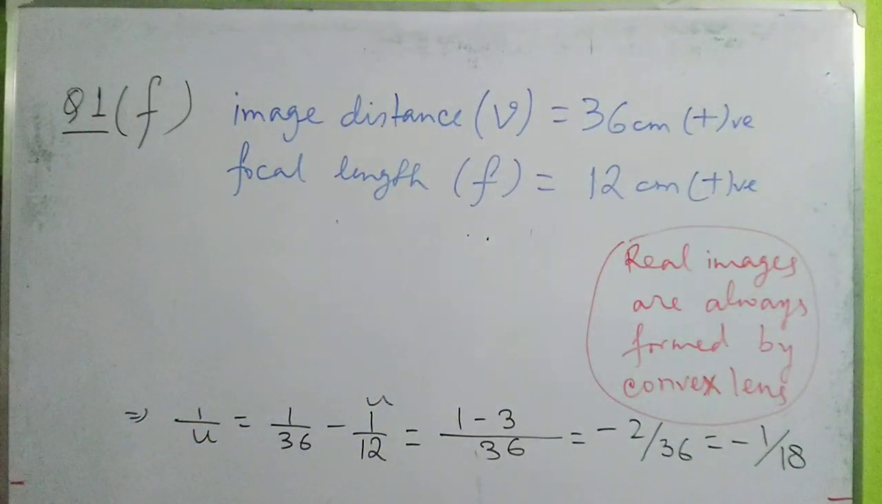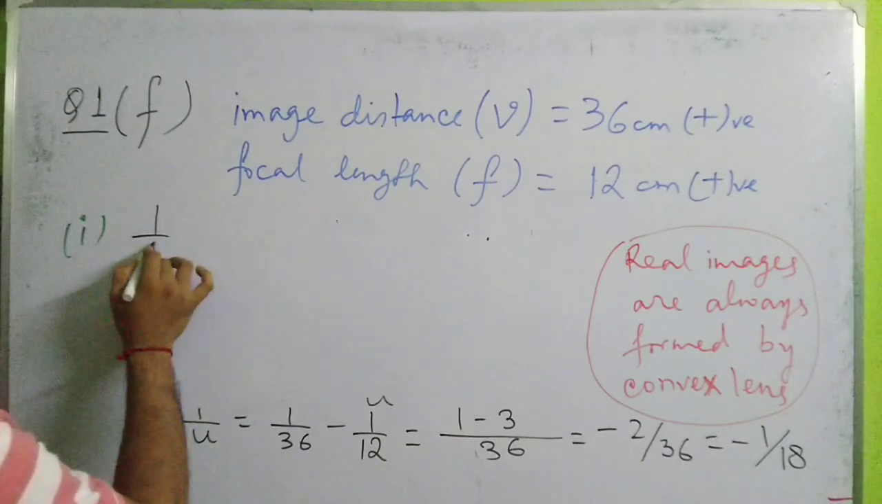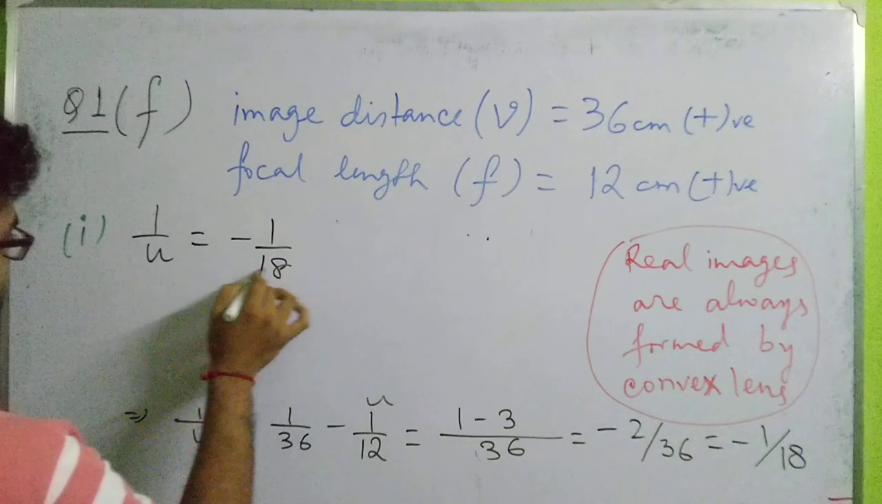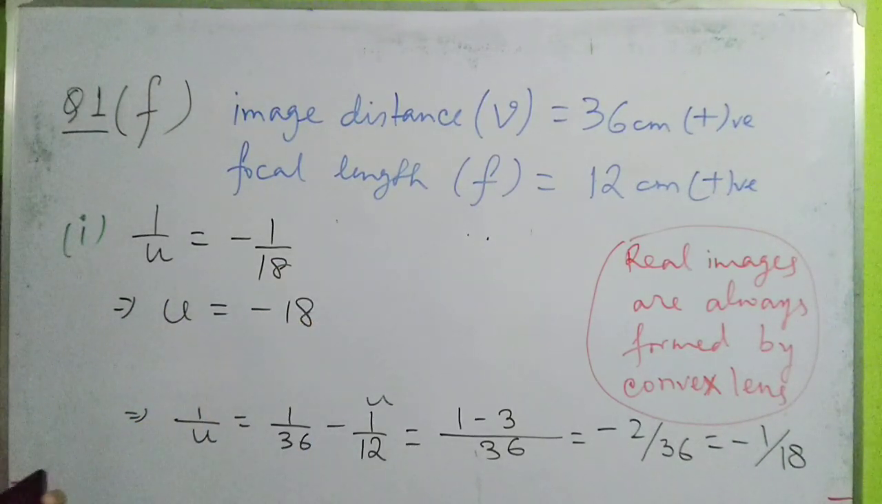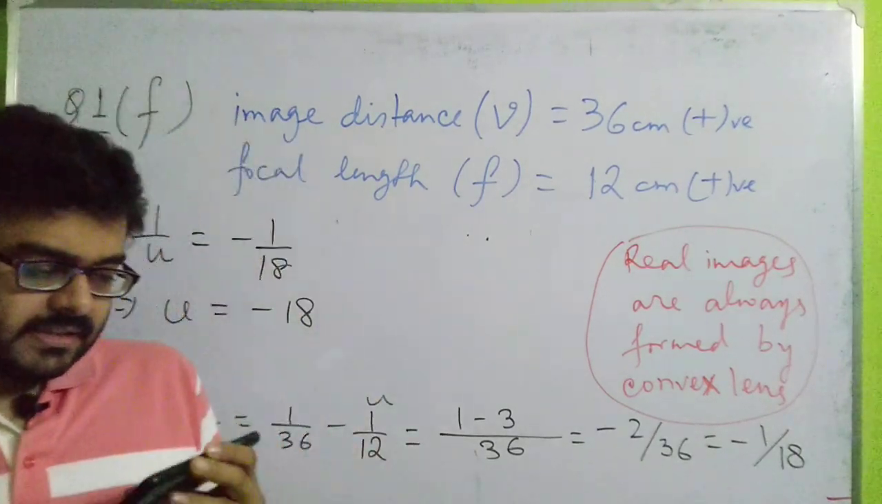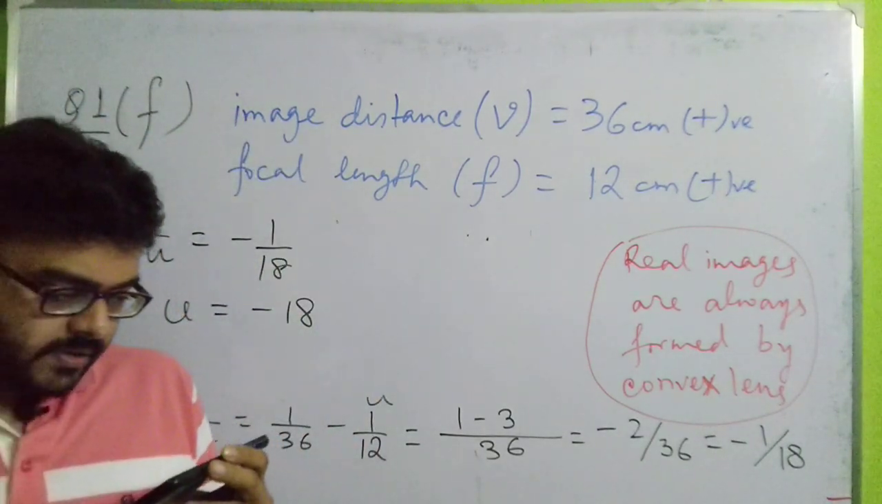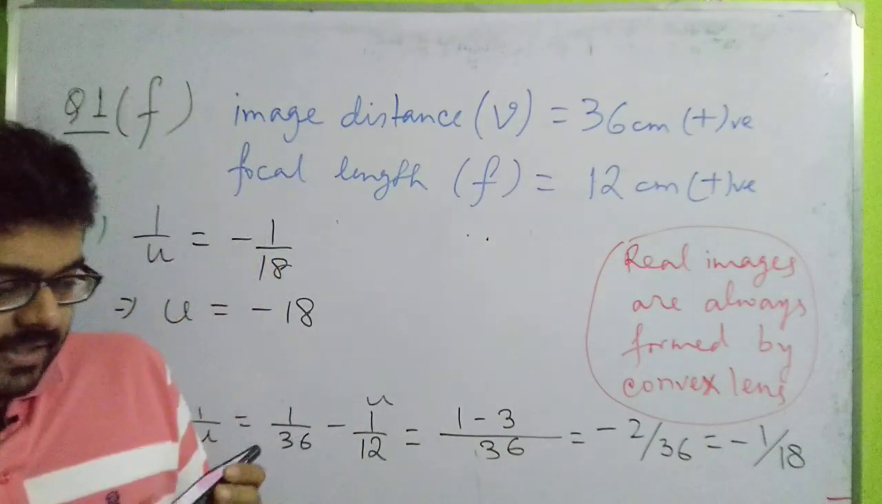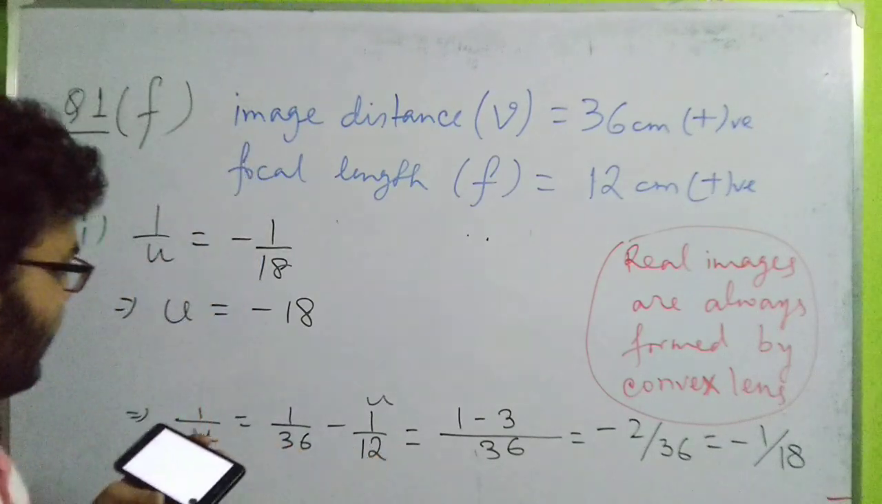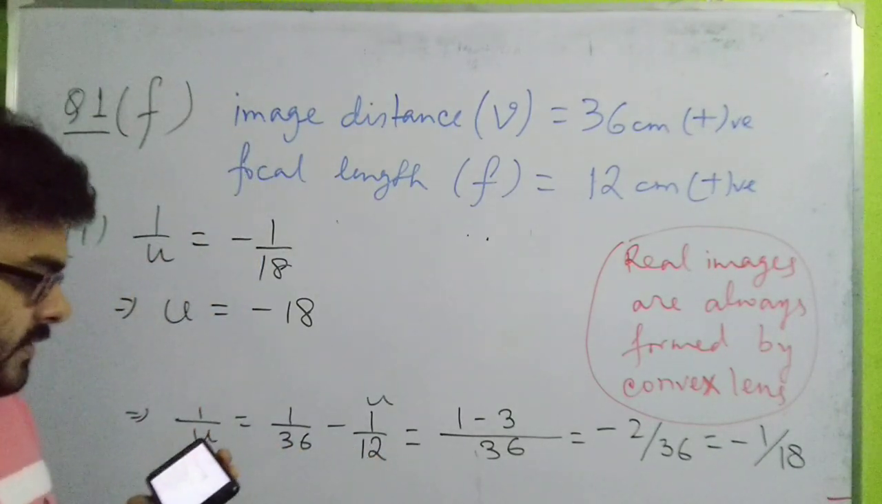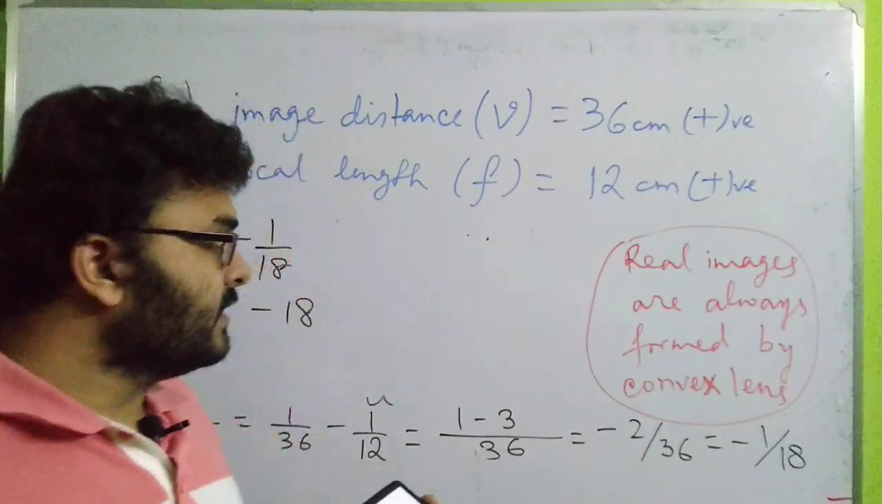The value of u turns out to be, so we are solving question 1F, subpart 1. 1 by u is equal to minus 1 by 18, or u is equal to minus 18. So the object distance comes out to be 18 centimeter. Now, it has been said that there are 4 options. So 18 centimeter. Now the focal length is 12 centimeter.